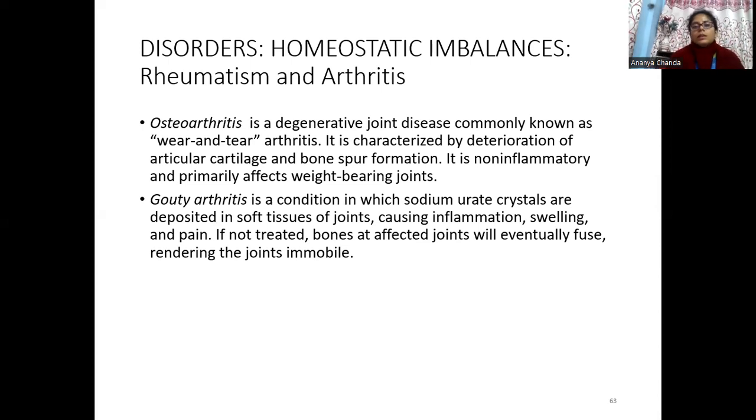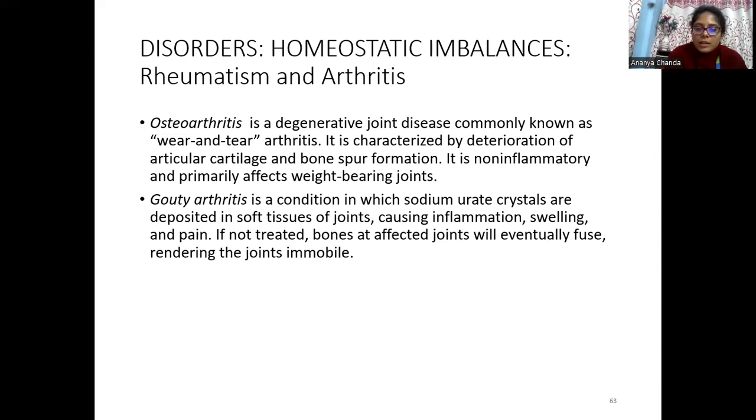So what are the bone disorders? First and most common is osteoarthritis. This is a degenerative joint disorder commonly known as wear and tear arthritis. It occurs when there is deterioration of the articular cartilage, and it causes what? It is non-inflammatory and primarily affects the weight-bearing joints.